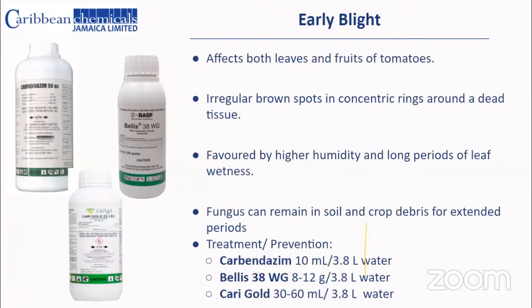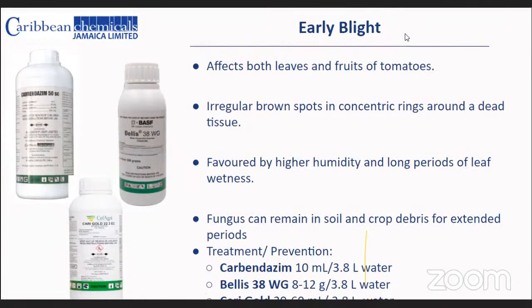Next up, we're going to look at early blight. And the name is also misleading, because this disease rarely shows itself in the early stage of the plant. It's more at the production stage, or at the last part of the growth stage, that you'll tend to see this particular disease. So don't be misled by the name early blight. And it affects both the leaves and fruit of the tomato plants.